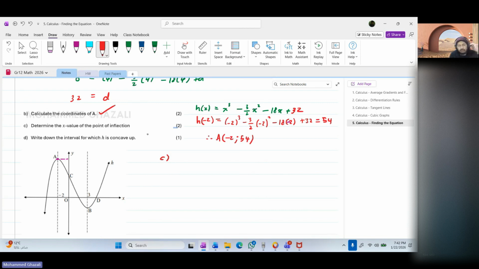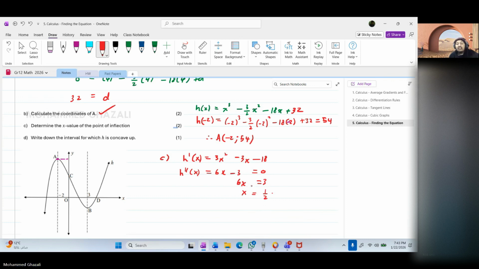Determine the x value of the point of inflection, only the x value, all right? To find the x value, obviously, we need h double prime x. So what is h prime x? H prime x is 3 times 1, which is 3x squared. 3 over 2 times 2 is minus 3x. And this is easy, minus 18, right? We need to find h double prime x. We only want the x values. So 3 times 2 is 6x minus 3 is equal to 0. So 6x is equal to 3. X is equal to half.